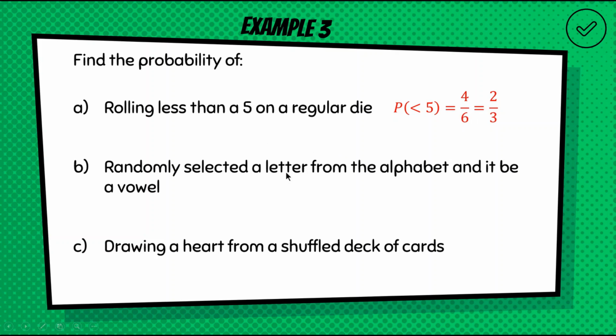Randomly selecting a letter from the alphabet and it being a vowel. So the vowels are A, E, I, O, and U. There's 5 of those. In the alphabet, there are 26 letters. So if you randomly selected a letter, the chances that it's a vowel would be 5 out of 26.